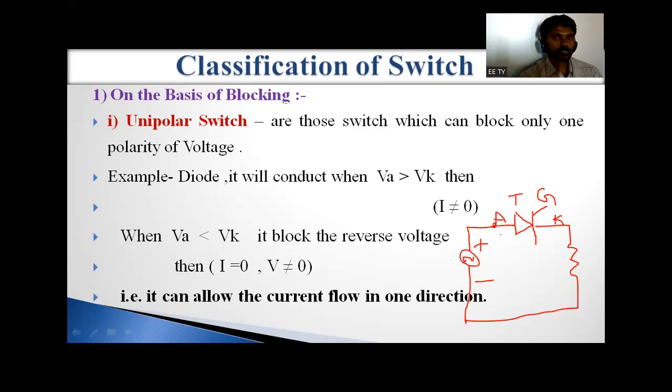Turn on नहीं हुआ तो क्या हो जाएगा? Current flow होता है क्या? Turn off मतलब blocking है ना? So when the anode is made positive with respect to cathode, when the gate is zero, it will block the voltage. Clear?